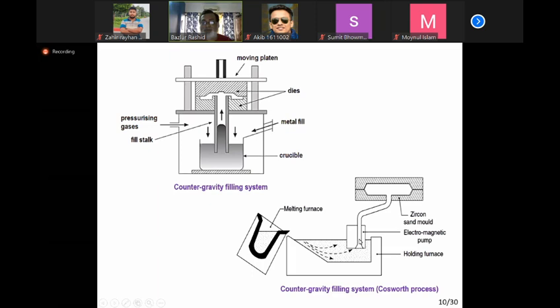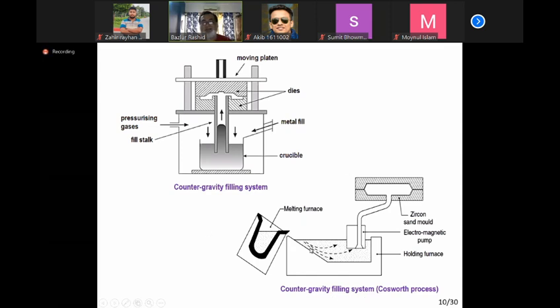Liquid metal is moving upwards under the action of the electromagnetic pump. So velocity is controlled. Liquid metal is moving in a controlled way into the mold cavity. So again, there is no turbulence. So casting will be of supreme quality. So this is called a counter gravity filling system.